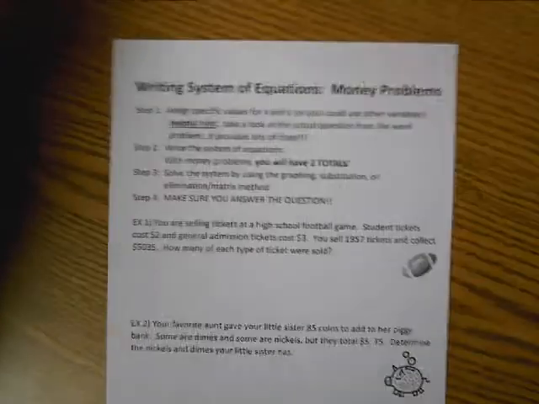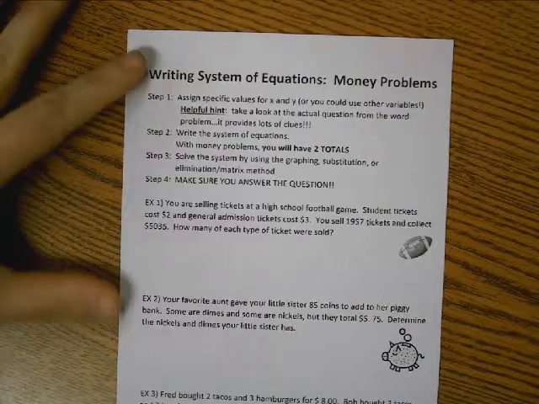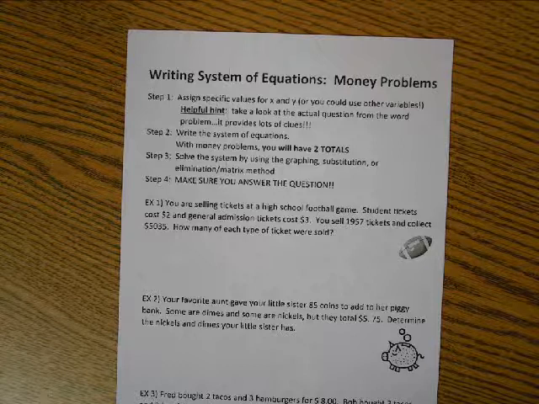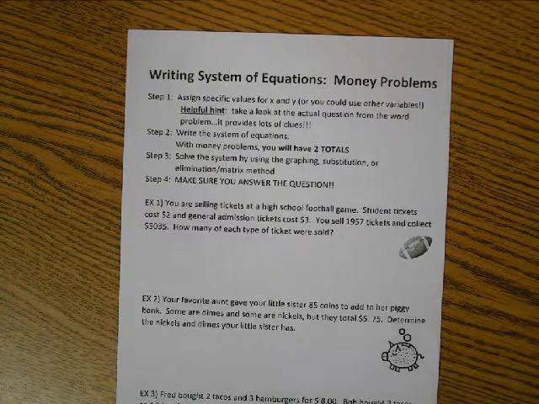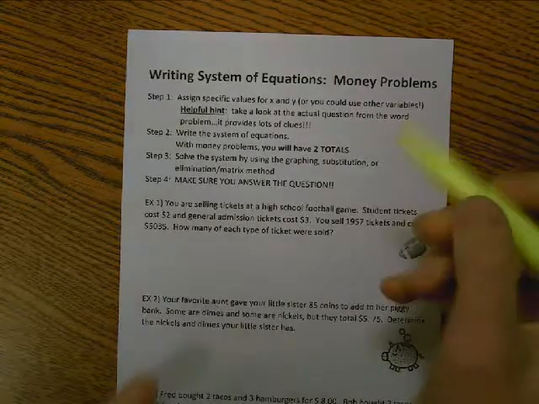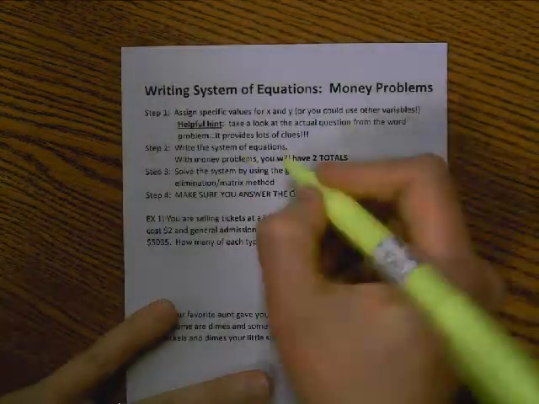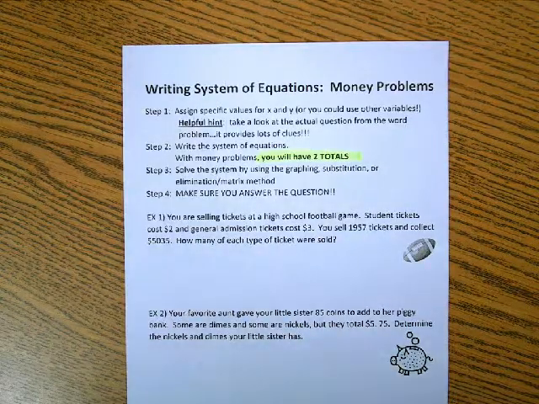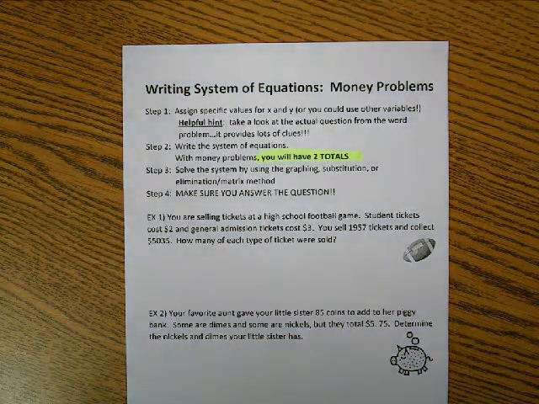Okay, so this video is about writing systems and talking about the money problems and everything for writing systems. Everything on this page is going to be in standard form. So what that means is that with standard form, you're always going to have a total, okay? So that's one of the things we want to talk about on this one. We're always looking for those two totals. So we're going to have equals some number and then equals some other number.